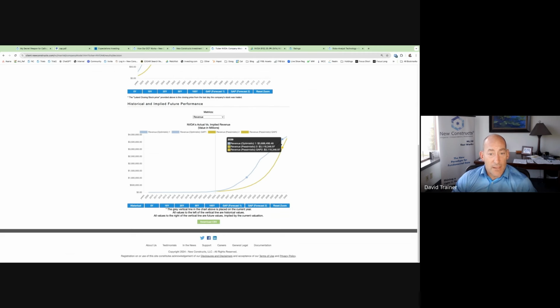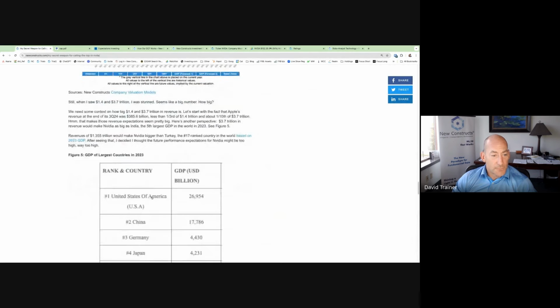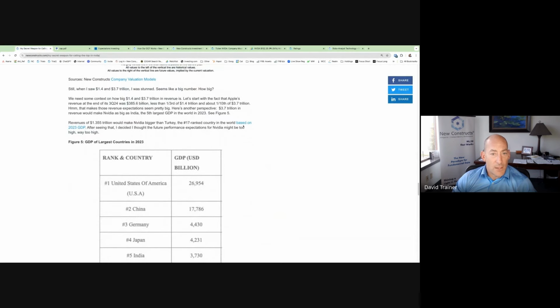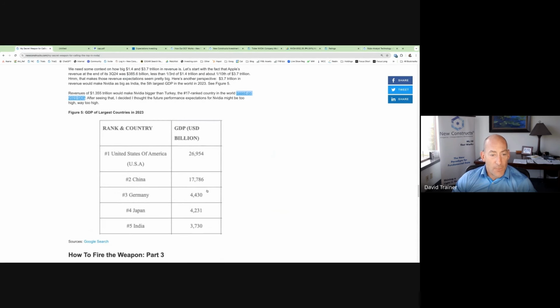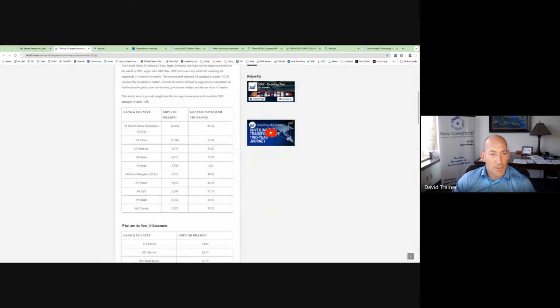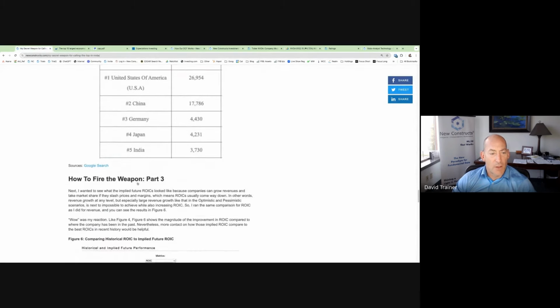So what does that mean? Is that a lot? Well, you go back to a report here, and we look at the GDP of the biggest countries in the world. Turns out 3.7 trillion would have been more revenue than the entire GDP of India in 2023. If we're talking about 1 trillion, we're talking about close to one of the top largest countries in the world for revenue. So the next step then is, okay, those are pretty high revenue numbers.